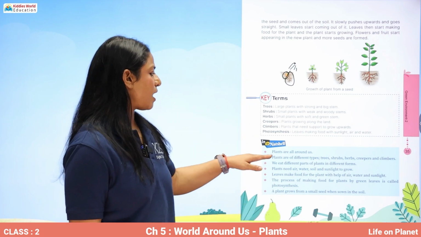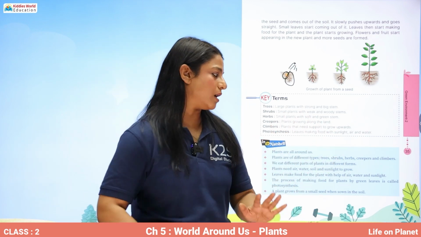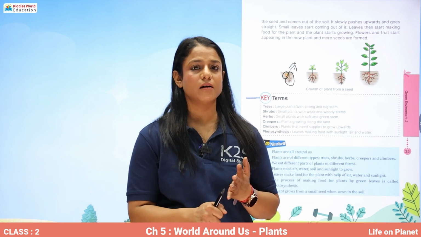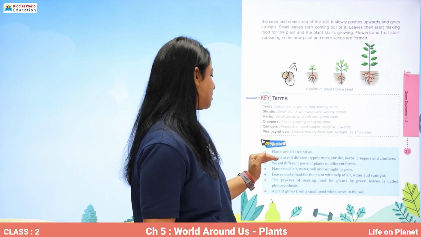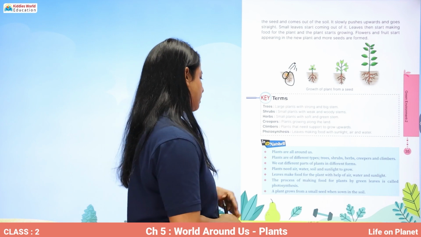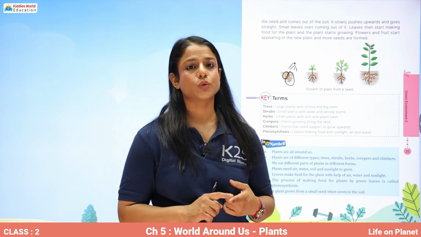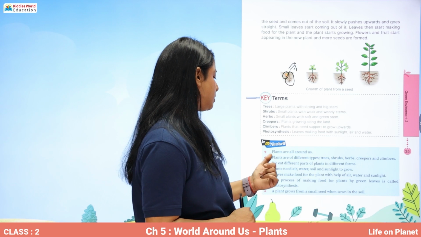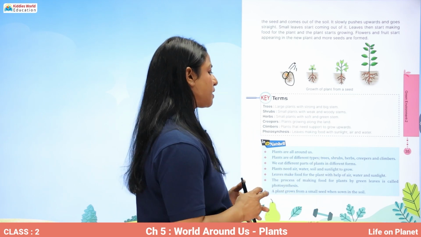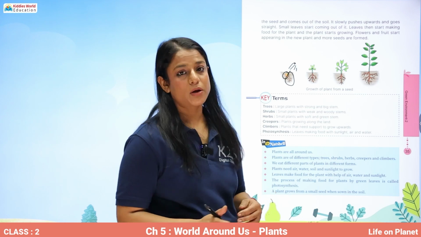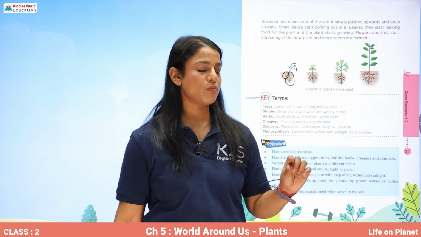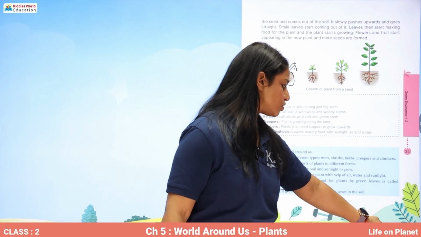Also remember that plants are all around us. Plants are of different types: trees, shrubs, herbs, creepers and climbers. We eat different parts of the plants in different forms. Plants need air, water, soil and sunlight to grow. Leaves make food for the plant with the help of air, water and sunlight, and this process is called photosynthesis. A plant grows from a small seed sown in the soil.